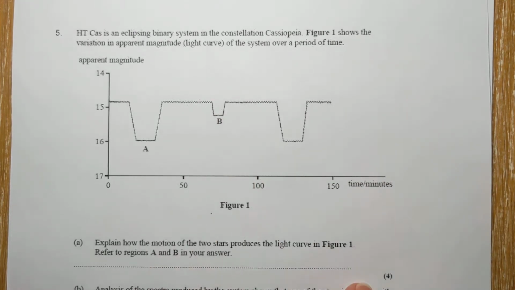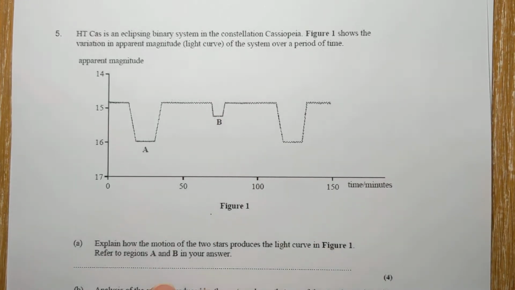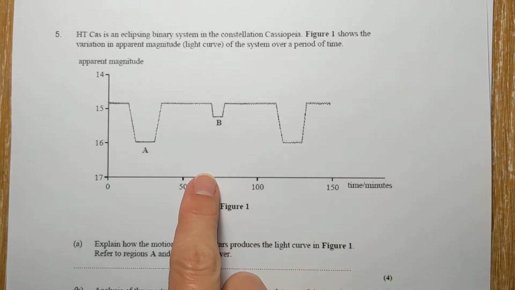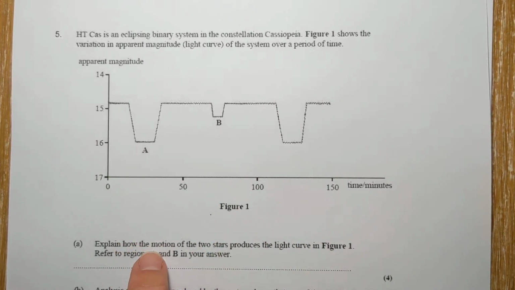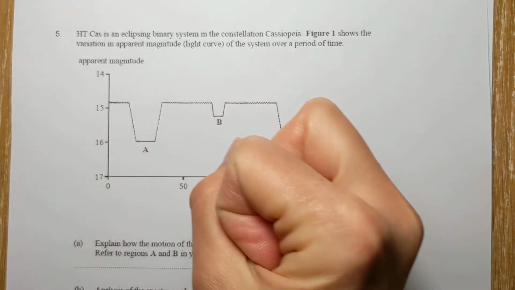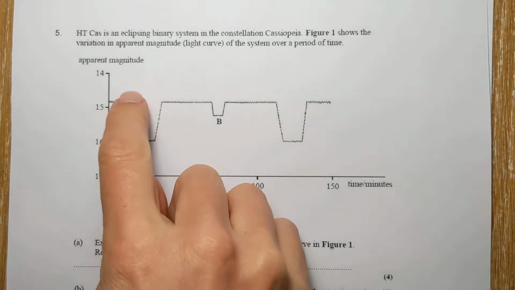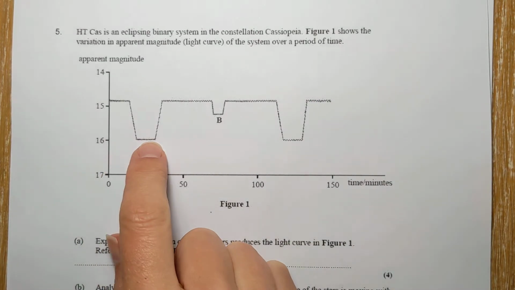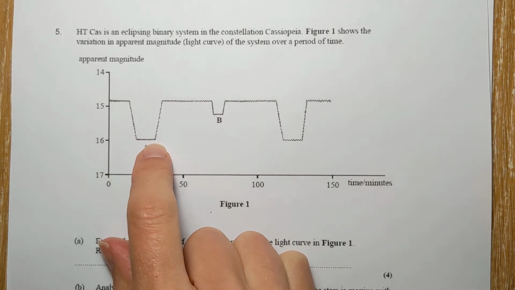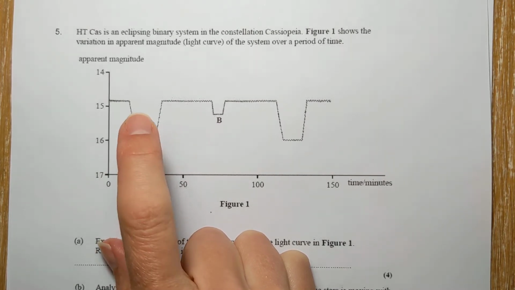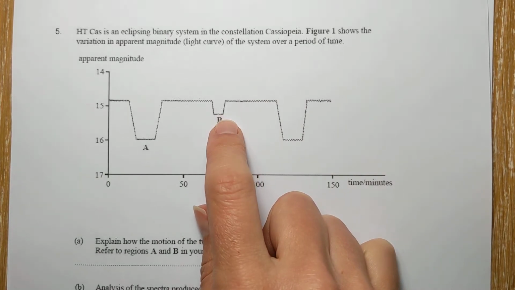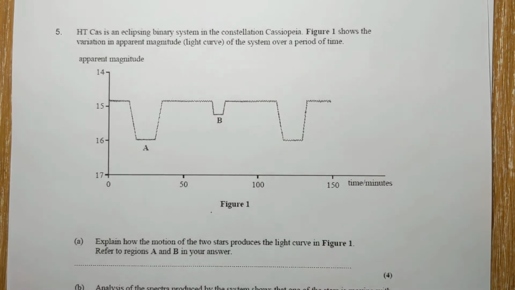Okay, so you've got a maximum of 4 marks from a huge list of things you can say. So let's go with, for a mark, the two stars have different brightnesses. For a second mark, most of the time, most of the way around, you can see both of them, and that accounts for the maximum brightness. For the third mark, at A, the dimmer star is in front of the brighter star and blocking the light from it, and at B, the brighter star is in front of the dimmer star and blocking the light from that. There we go, there's our 4 marks.